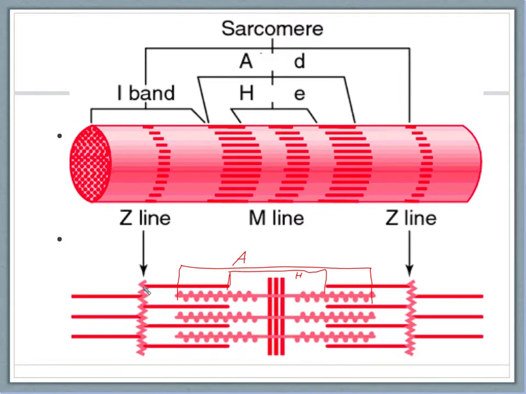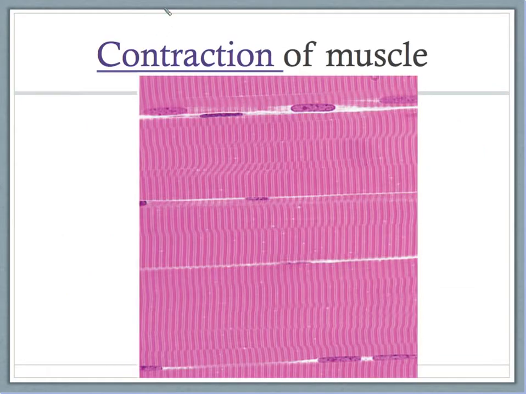Your I band is your gap from one myosin to the next myosin. We talked about the Z line, which is the gap between the two actins, and the M line is in the middle where the actins cannot meet. But those are all different terms used to describe parts of a sarcomere.